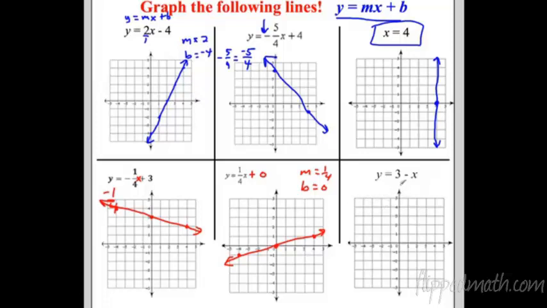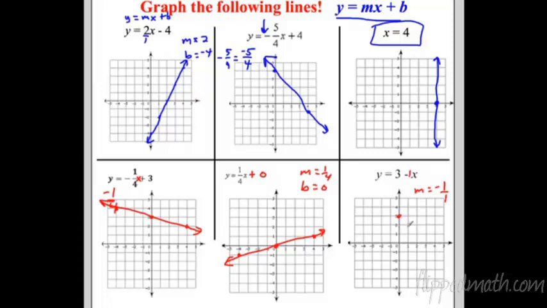And the last one, this one's kind of tricky, so I kind of picked the bottom row, some tricky ones here. It's 3 minus x. If there's nothing written in front of x, how many x is that? Well, it's just 1x. So don't freak out. There it is, 1x. So where am I going to start in this thing? I'm going to start at b, which is 3. And then my slope is negative 1. But remember, it's a fraction. It's negative 1 over 1.